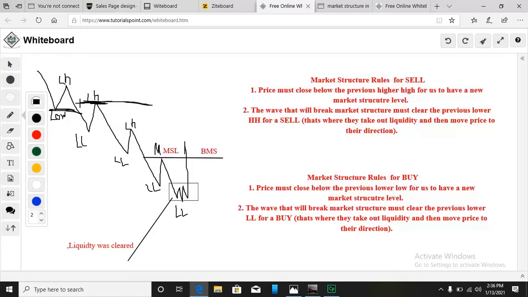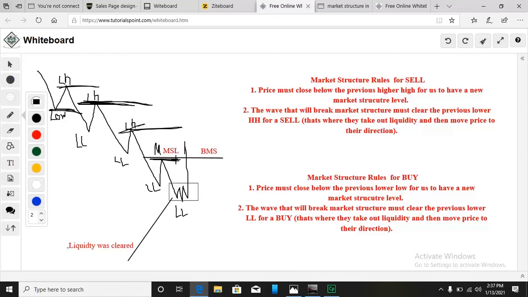Now, this is our market structure level here. When price closes below, this also is a market structure level. This also is a market structure level. Now, as you can see, we have four market structure levels on our chart.